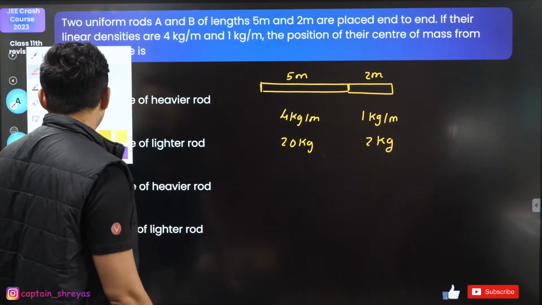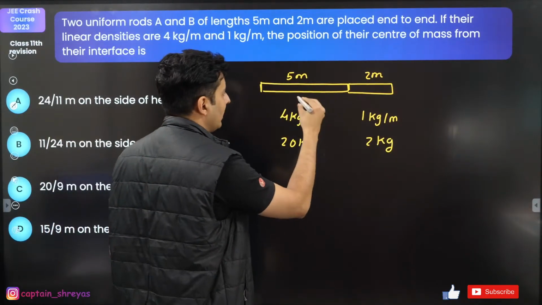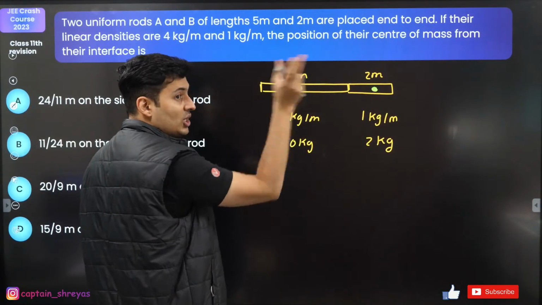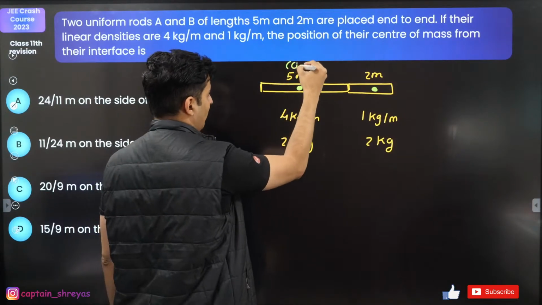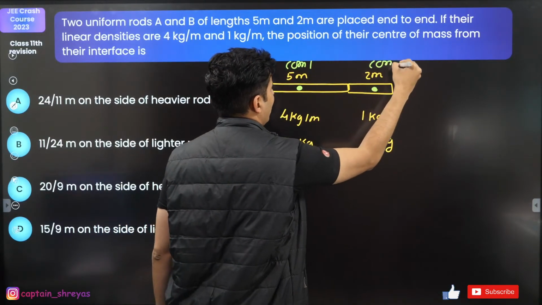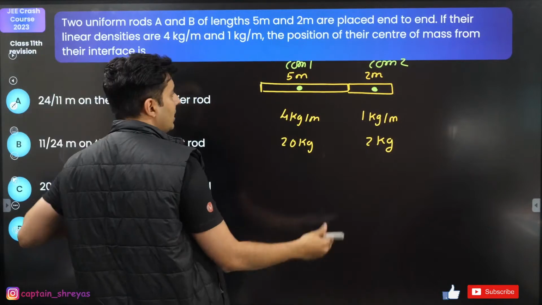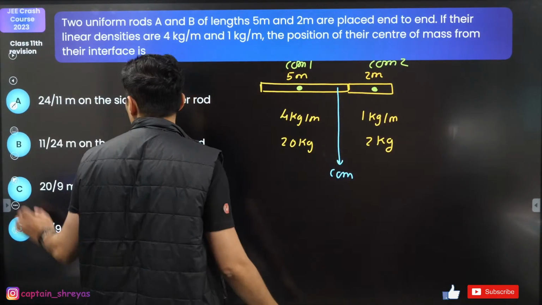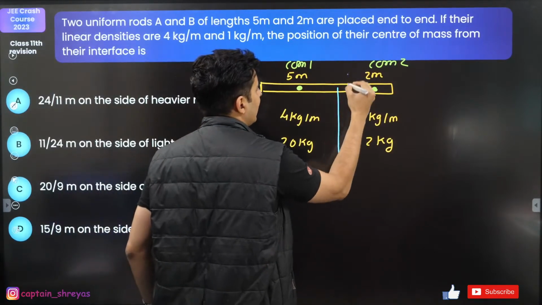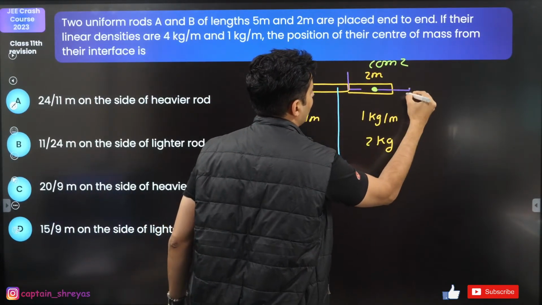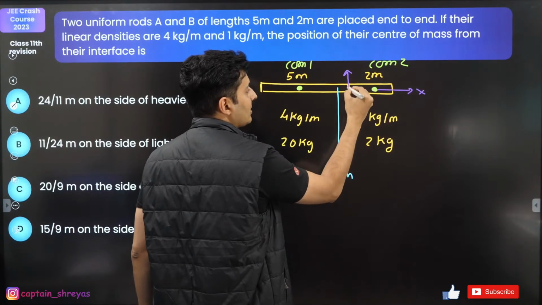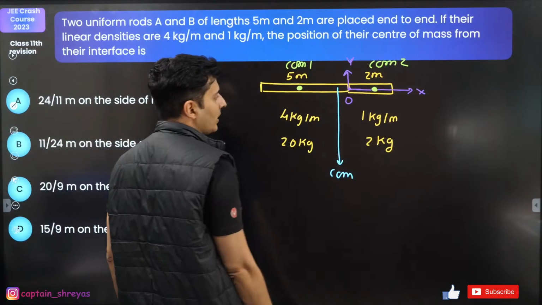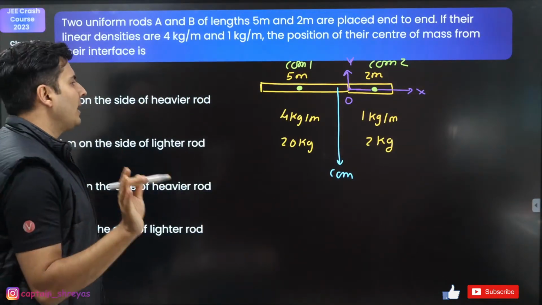Correct? If you look at the center of mass of any one or both of them, center of mass will be here and here for both these individual rods. Center of mass 1, center of mass 2. Now the question is, where is their combined center of mass? For that, best thing to do is take this interface as the origin, and this is your x-axis, this is y-axis. Now you can find the coordinate very easily.